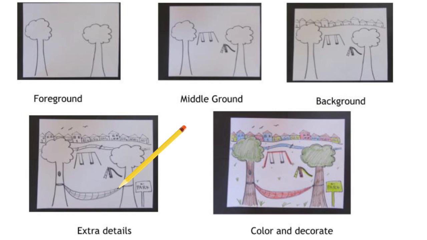Now, add any extra details you want. We added a hammock, a park sign, a river, details on the houses, and some birds in the sky. Color and decorate as you wish.